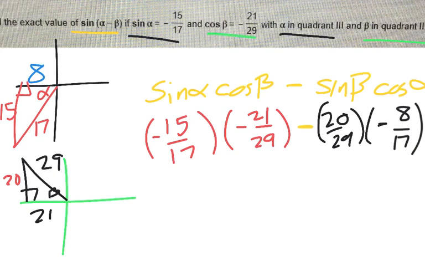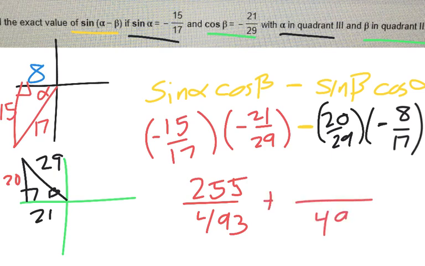So 15 times 17 is 255. 17 times 29 is 493. And then a negative times a negative, that's going to be another positive. That's going to be 493 on bottom again. And then 20 times 8 is 160. So now 255 plus 160 is 415 over 493.